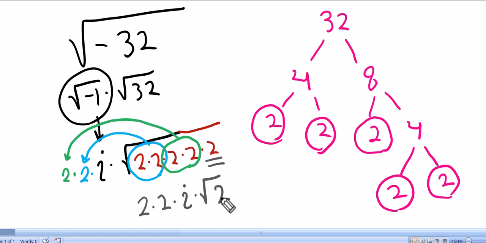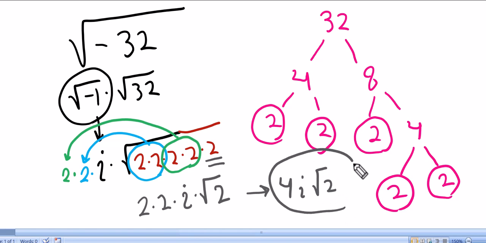So we end up with this so far, right? This blue 2, this green 2 came out. This sad 2 stayed in there. There was an I that we picked up from the square root of a negative 1. But what's 2 times 2? That's 4. So our final answer for this one is 4i radical 2.